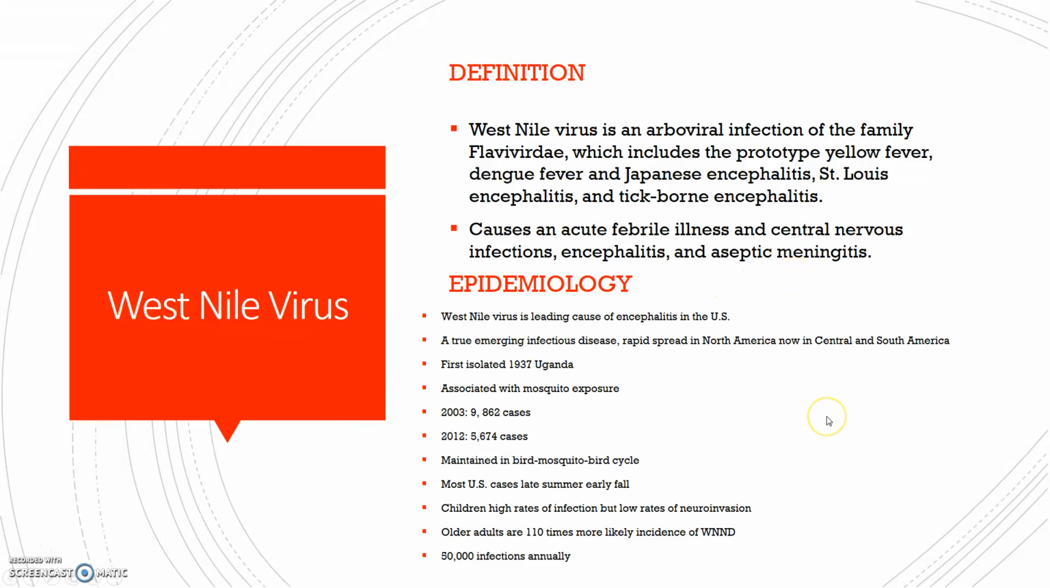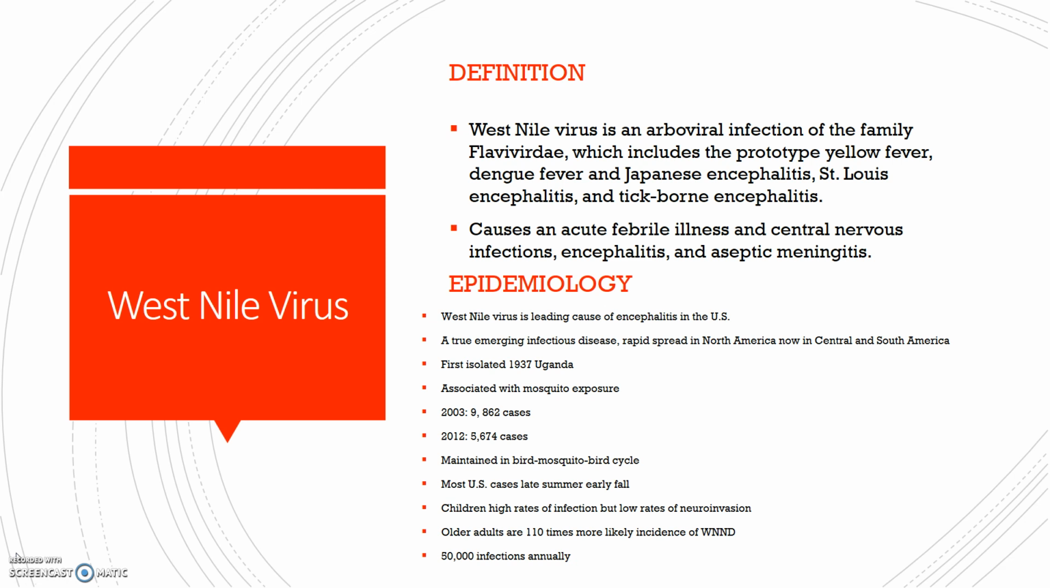Epidemiologically, unfortunately, it's the leading cause of encephalitis in the United States. It's a true emerging infectious disease. It has rapidly spread in North America, and now it's in Central and South America. West Nile virus was first isolated in Uganda in 1937. It is associated with mosquito exposure, and you can look at those numbers.